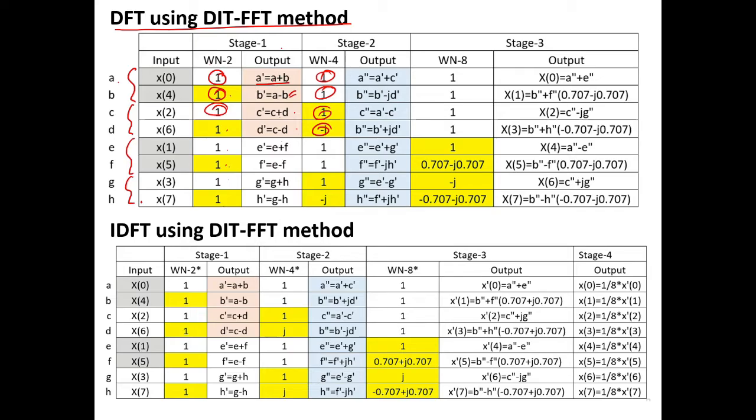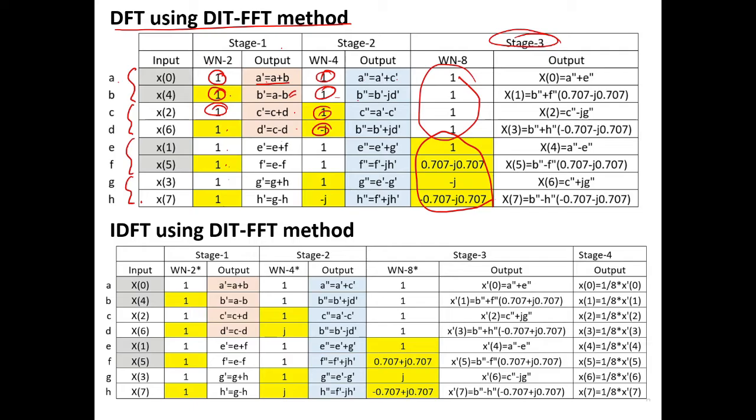Again, if we consider it as A double dash equals A dash plus C dash, the lower one would be A dash minus C dash. Similarly, this B double dash would be B dash minus j D dash, and the other B double dash would be B dash plus j of D dash, and similarly in the bottom half. And similarly at the third stage output also, the topmost parts will have ones, and the bottommost parts will have the one value.